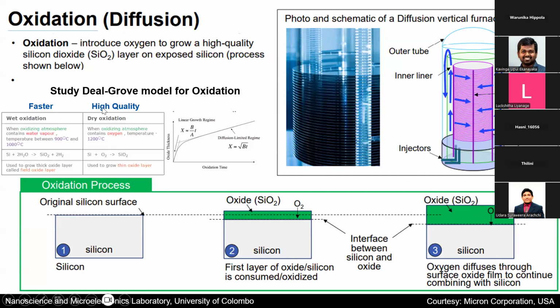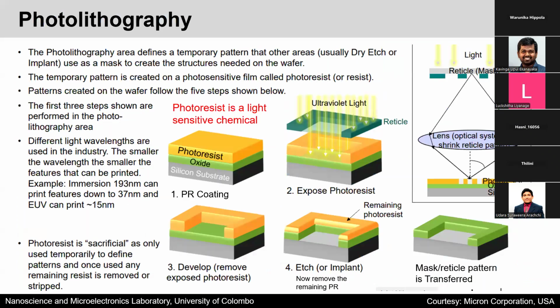This is called the Deal-Grove model for oxidation, and I saw a few questions from this model in the microelectronics Olympiad as well. So you can look this up, and you should also read about it before you take this exam. The second process, the most important one, is photolithography.